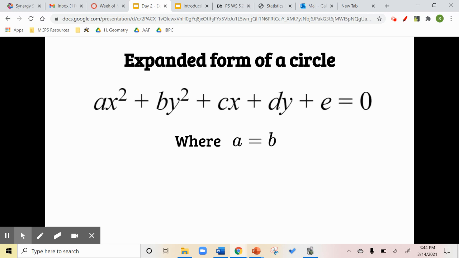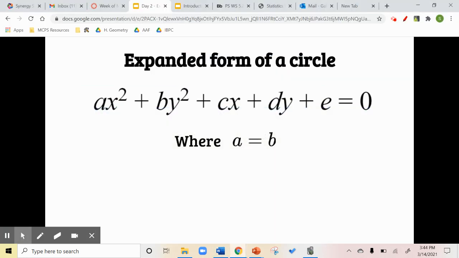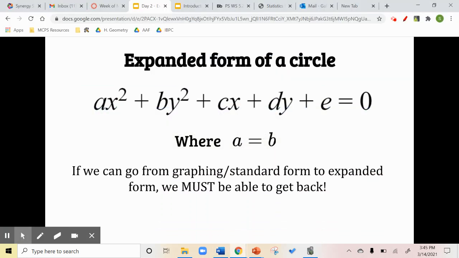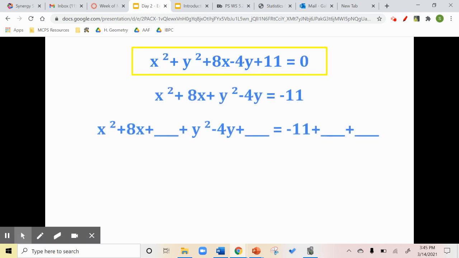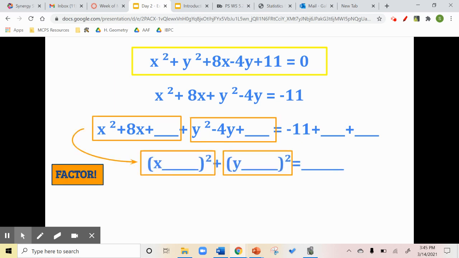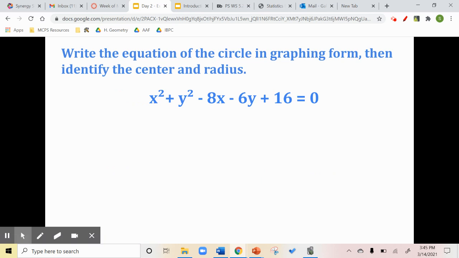Okay. Oh yeah, a and b have to be equal. Were a and b equal? Let me check my worksheet. Yeah, they're both 2. Okay, so it's definitely a circle. You've got to be able to go backwards, but how? And that was where my teacher taught us completing the square. Oh yeah, factoring. That stuff was a little hard.